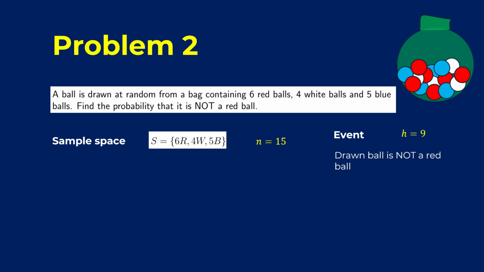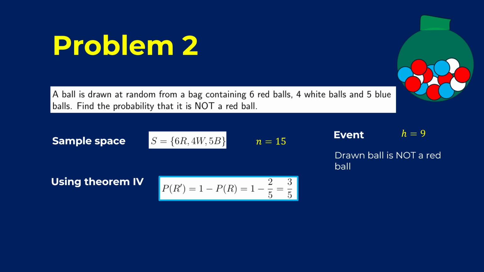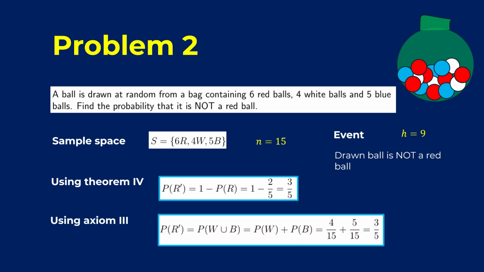We can also use theorem 4 from part 1 of the basic probability video. This theorem states that the probability of not r is equal to 1 minus the probability of r. As we already know the probability of r because we calculated it in the previous slide, and it is 2 by 5, we plug that in and can easily find out that the probability of not r is 3 by 5.